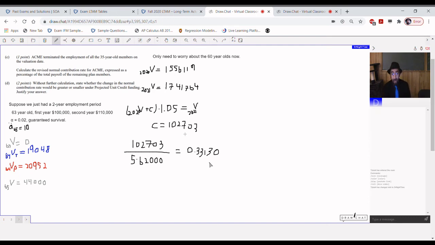So it went up a whole lot. And finally, part D: without further calculation, state whether the change in normal contributions would be greater or smaller under projected unit credit funding. Justify your answer.